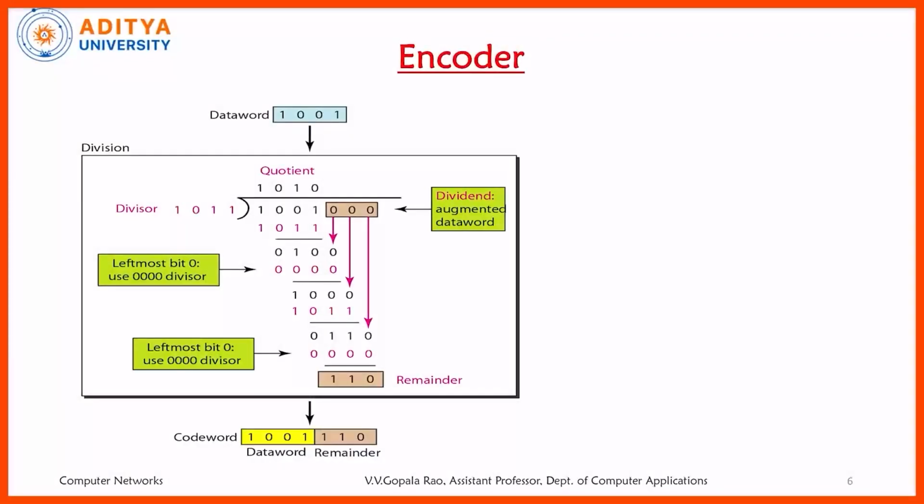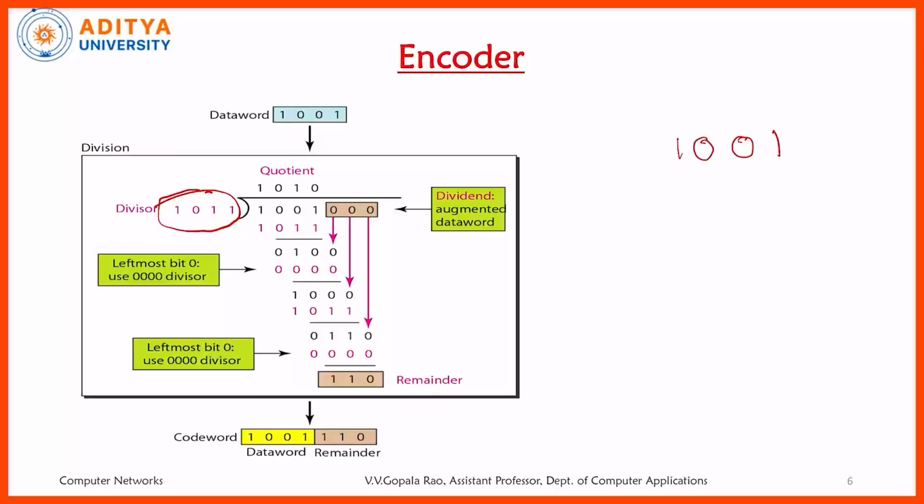Okay. So, let us consider that there is a data word which is 1001. So, that is a data word. We start with the data word, and the common divisor is 1011. This is the common divisor. This is to be identified by the sender and receiver. So, this is what we call a common divisor. Now you see that this divisor is common and the data word is 1001.